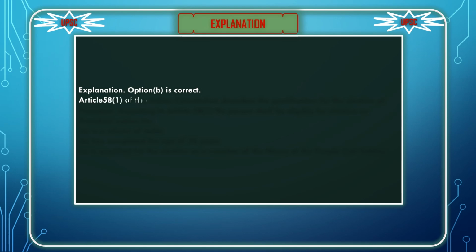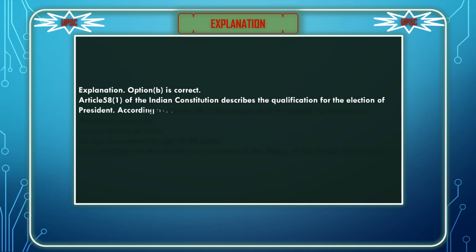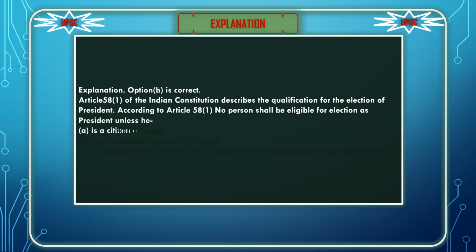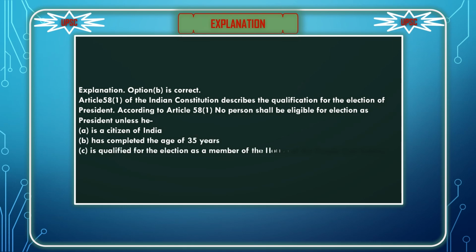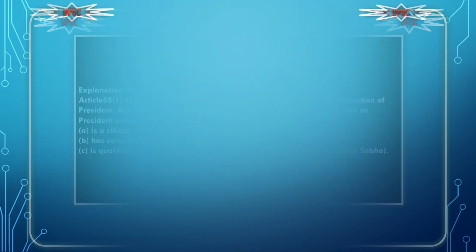Explanation. Option B is correct. Article 58(1) of the Indian Constitution describes the qualification for the election of President. According to Article 58(1), no person shall be eligible for election as President unless he A. is a citizen of India, B. has completed the age of 35 years, C. is qualified for election as a member of the House of the People, Lok Sabha.